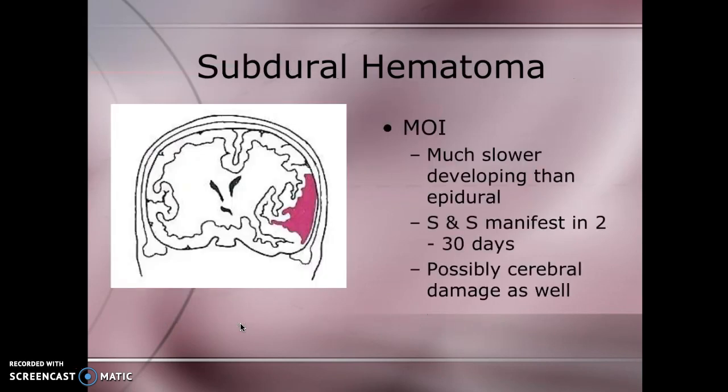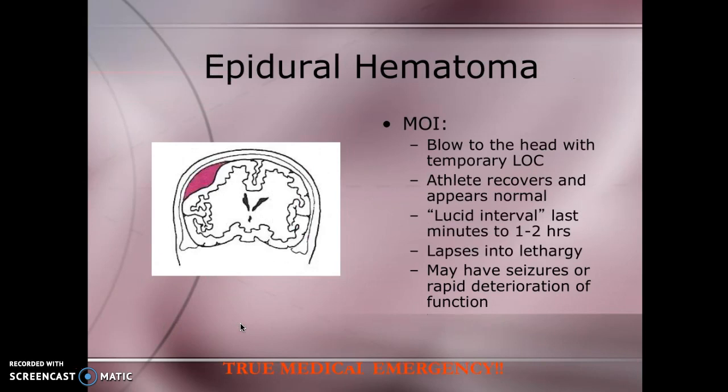Okay. All right, so we've already been over this. I'm going to go over it quickly. The only thing you need to remember about that epidural hematoma is that oftentimes, the sort of stereotypical MOI, is that the athlete recovers from a blow to the head. Maybe they temporarily lose consciousness, but then they recover and appear normal. And that lucid interval lasts anywhere from a couple of minutes to a couple of hours. Then they become very lethargic and then unconscious.